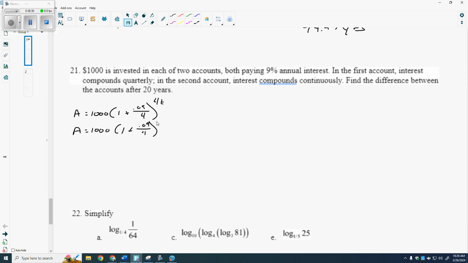20 times 4 is 80. And when I grab a calculator and type that in, I get $5,930.14.